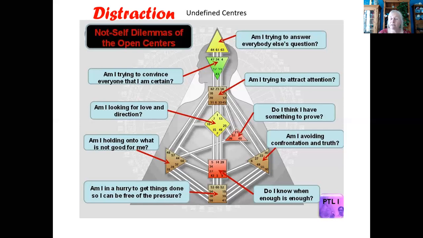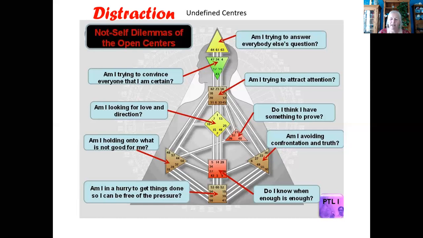Remember, this is the survival center. I'm afraid that I'm not going to survive if I let go of something, you know, whether it's that job or if I let go of that person, am I going to survive? So there's survival fears in here. So these are the very, very powerful ways we get distracted. So unless you've got a chart where everything is coloured in, you'll have one or more of these white centres, and you can then begin to weave the story together of your not self life.